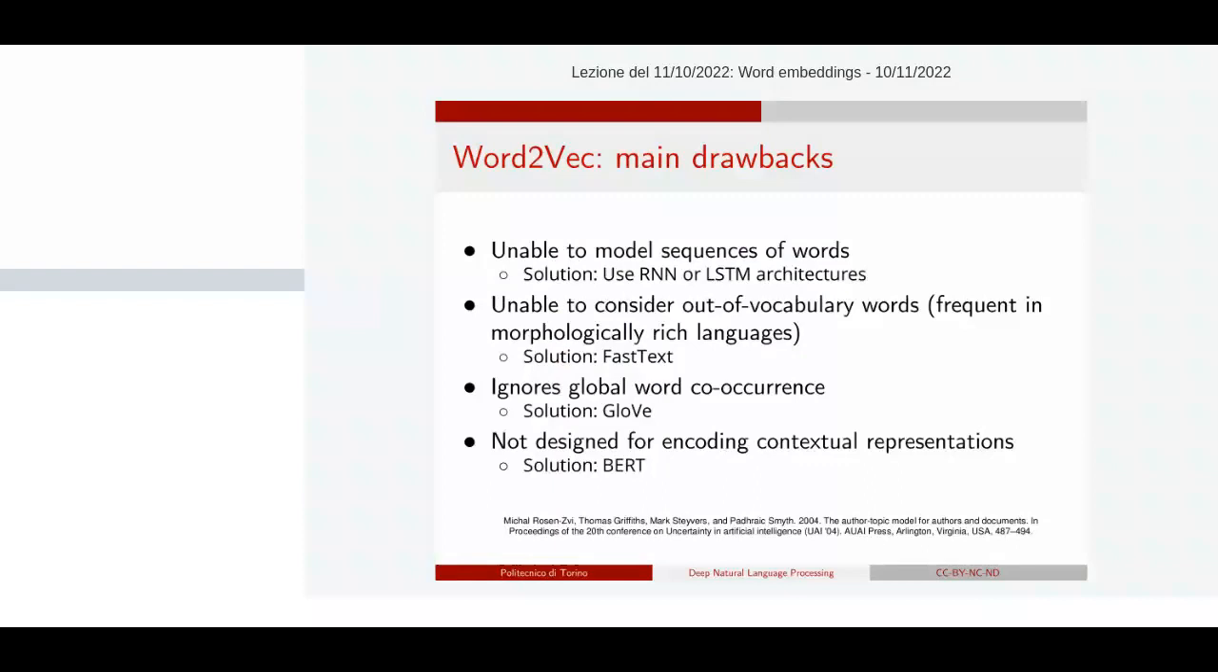Okay, now, given this, we have completed the overview of the word2vec model and how to exploit or evaluate such a model. But in some cases, word2vec is not enough, or it's not appropriate. So we now want to focus on the main drawbacks of word2vec. I have summarized the main limitations of word2vec in this slide.